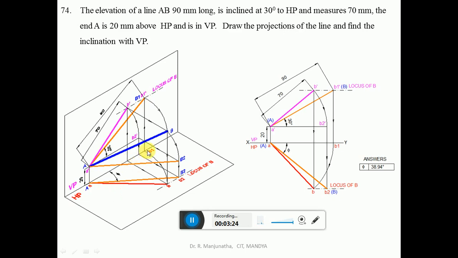Now, the top view of the end B must lie on this end projector, which is already projected from b dash. So with a as center, take the radius of a b1, draw an arc such that it will cut the end projector here. So that means you are going to get this point b, then join a to b with a dark line. So when you are looking from the top view, what happens?